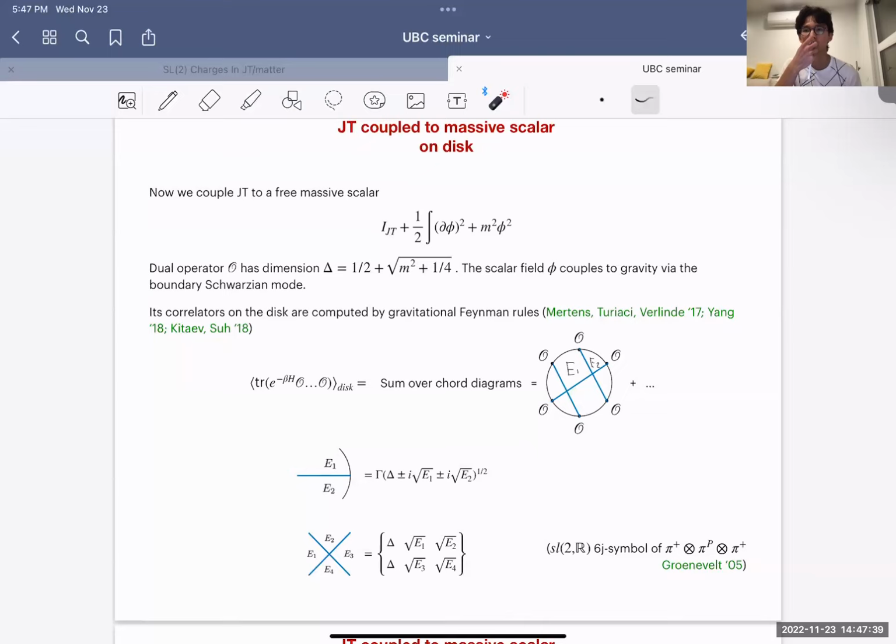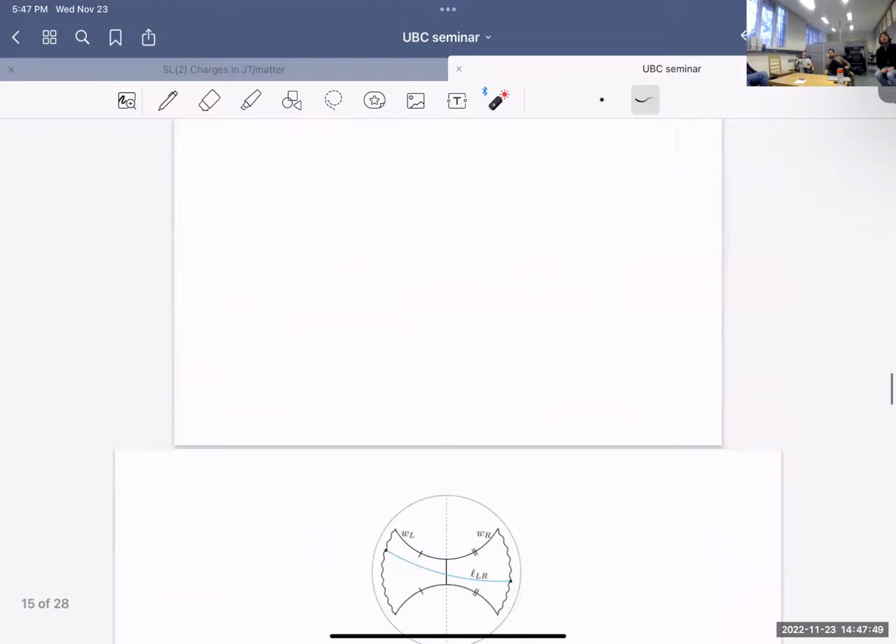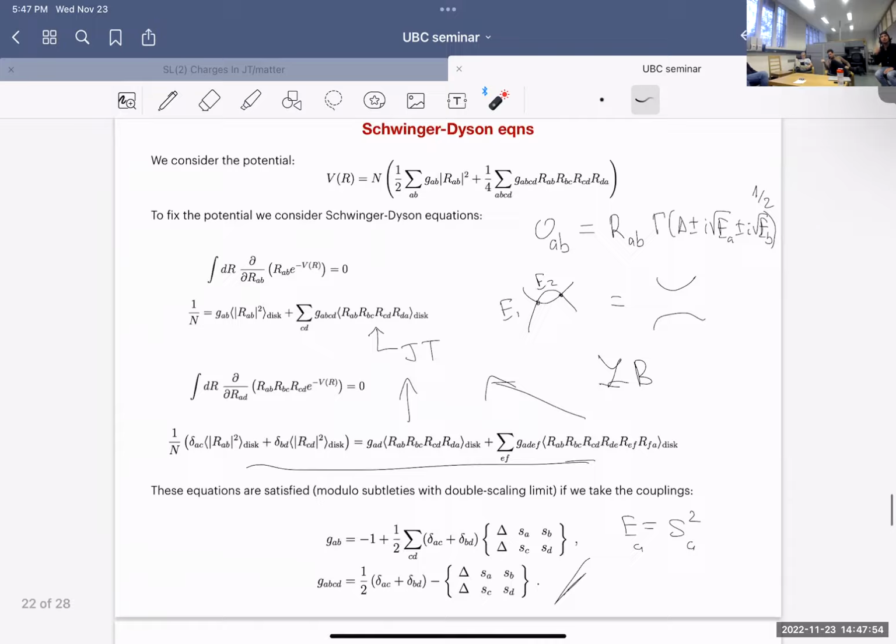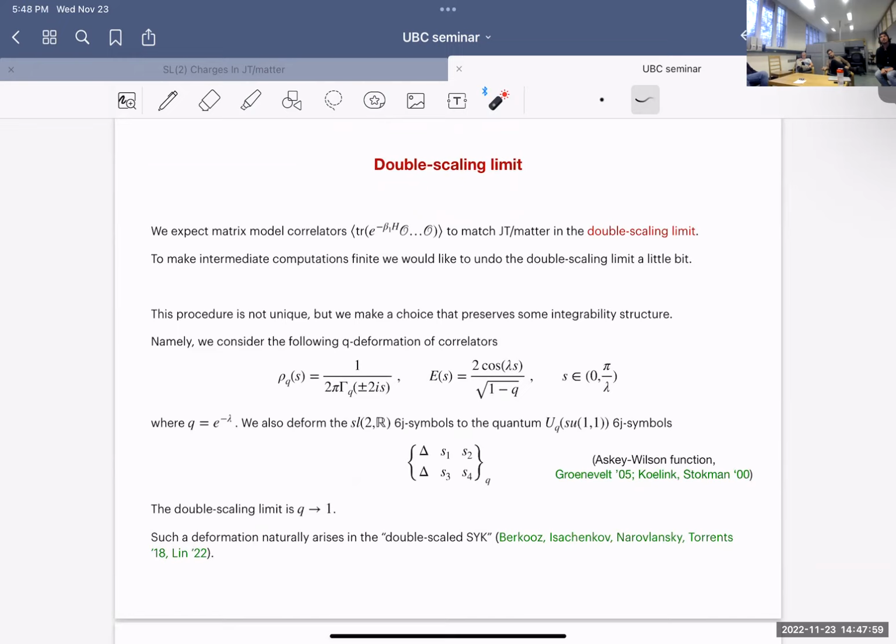Maybe you've commented on this, but I may have missed it. In the double scaling limit, the leading order answer for the two-point function, when you have only one matrix, is universal. It does not depend on the potential. Do you have something similar for the multiple matrix case?